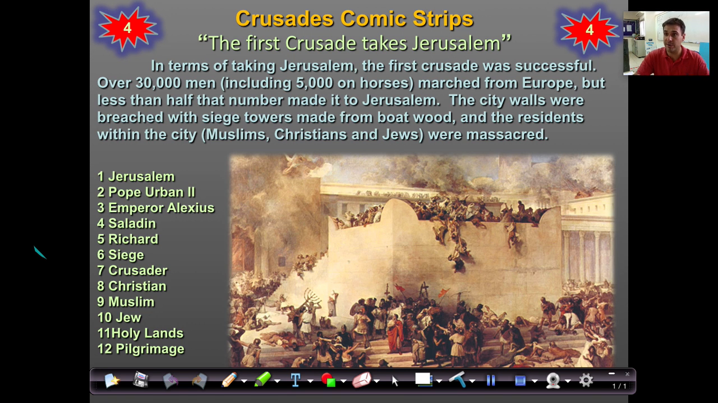So in the first crusade, we talked about in last class, the immense, almost 2,000-mile journey from Paris all the way down to Jerusalem. It took 3 years of men walking over land. Only about half of the men that originally set off from Paris actually made it to Jerusalem. Half. Okay? The city walls were breached with siege towers made from boat wood, and the residents within the city, Muslims, Christians, and Jews, were all massacred at this time. They didn't basically care who it was. But now, the Christians held Jerusalem by themselves.